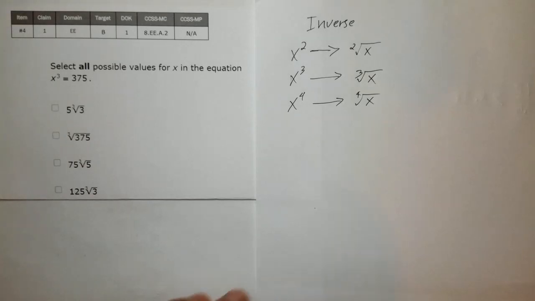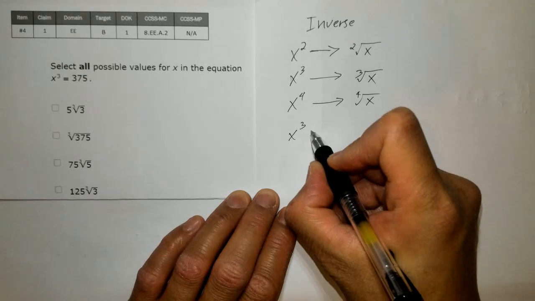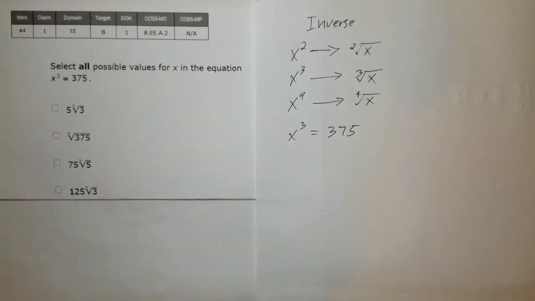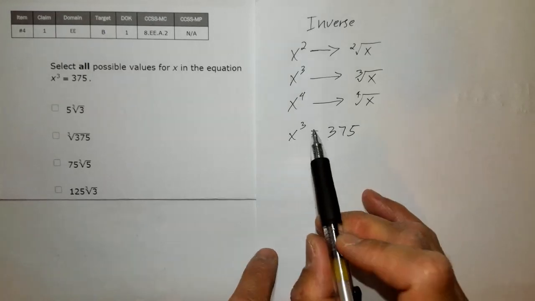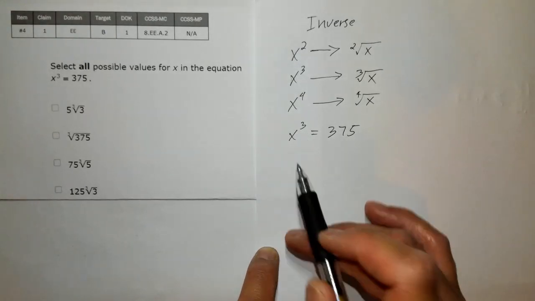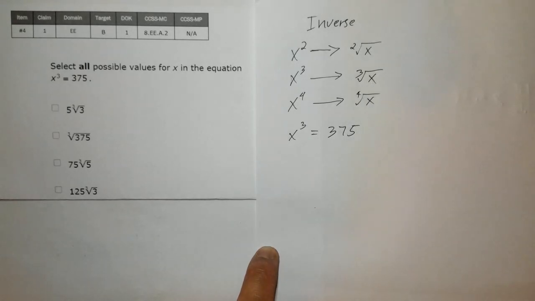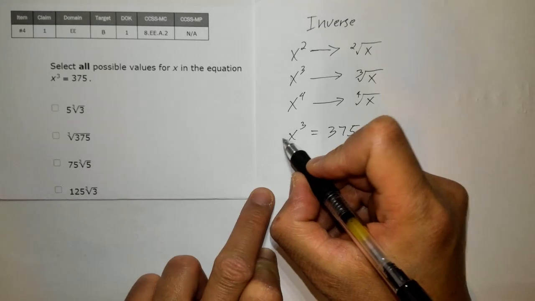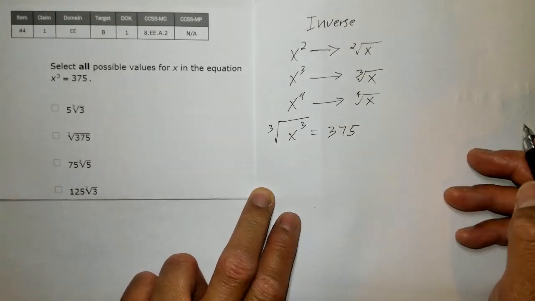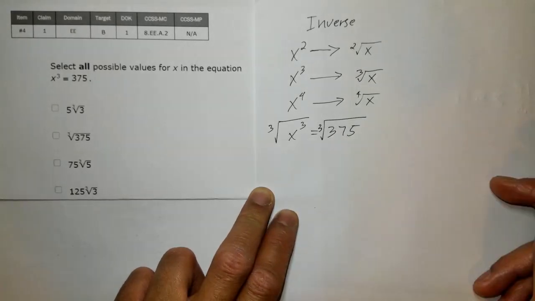Alright? So, x cubed is equal to 375. Now, the only way to remove the exponent 3 is to perform a cube root on both sides of the equation. Alright? So, this will become the cube root of x cubed equal to the cube root of 375.